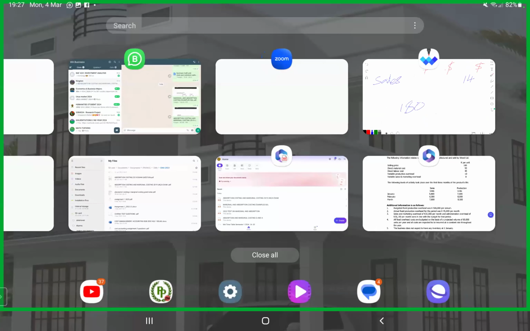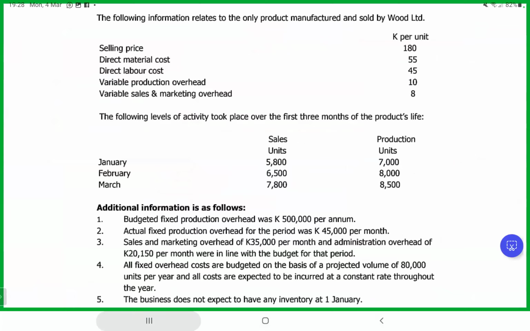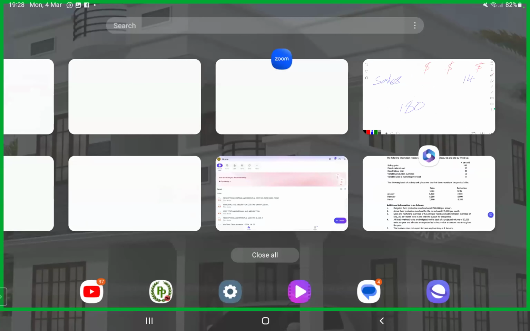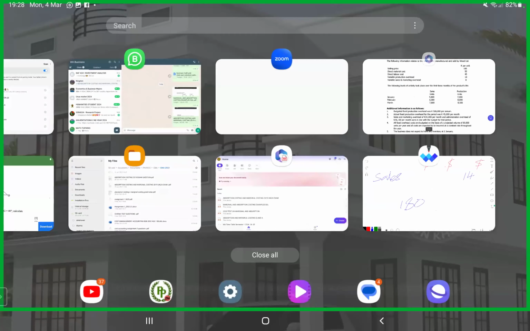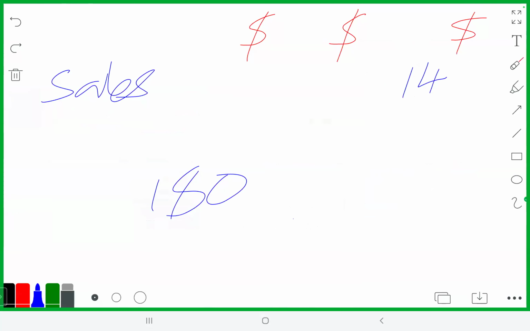Sir, wait, what are we calculating? We're calculating the sales. We are finding the value of sales. Remember, every normal statement starts from sales, like the normal profit and loss you remember from financial accounting. It starts from the sales, isn't it? You start with the sales.